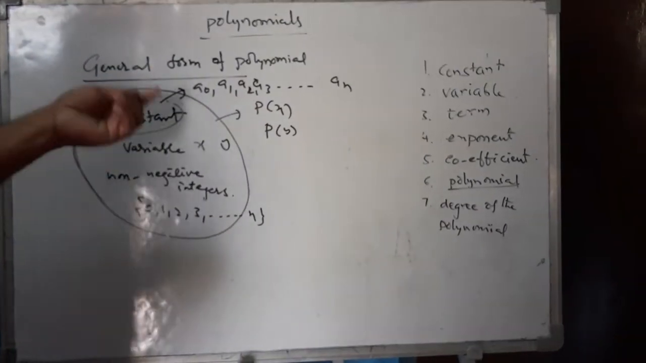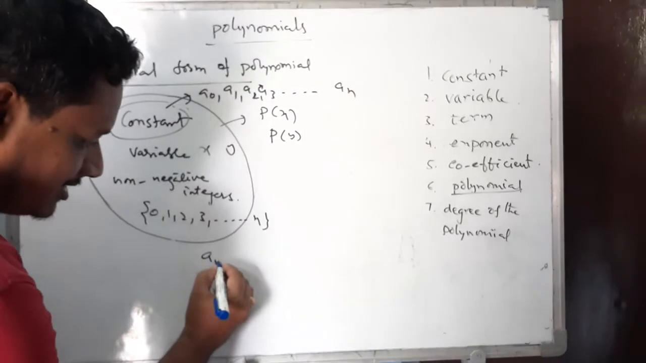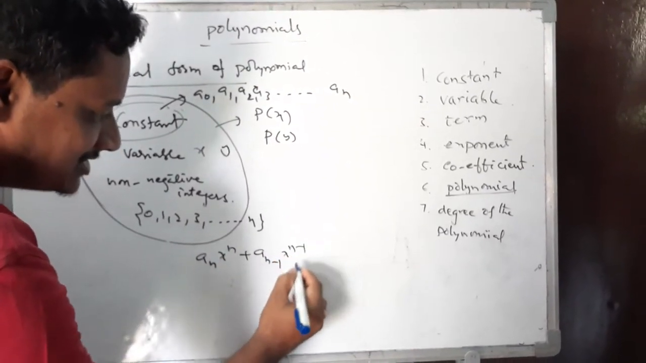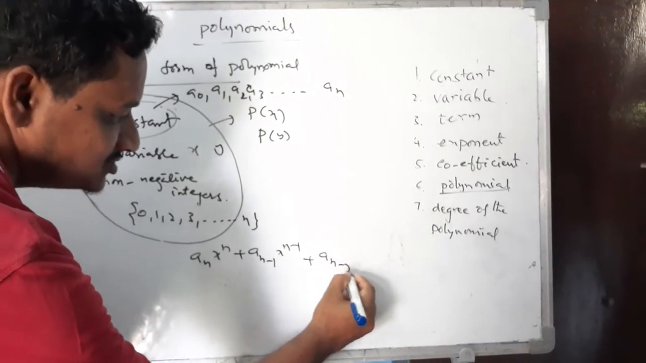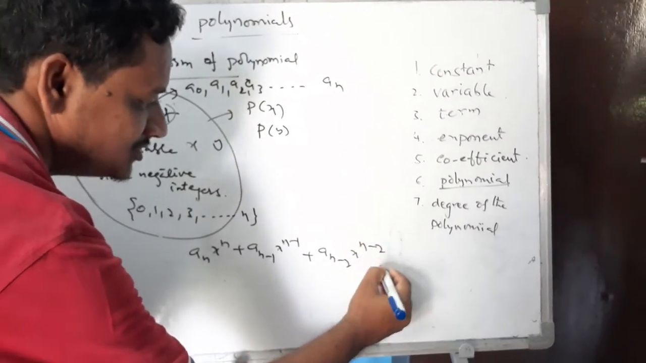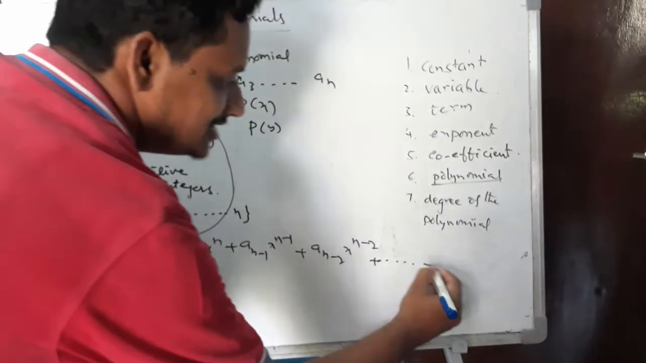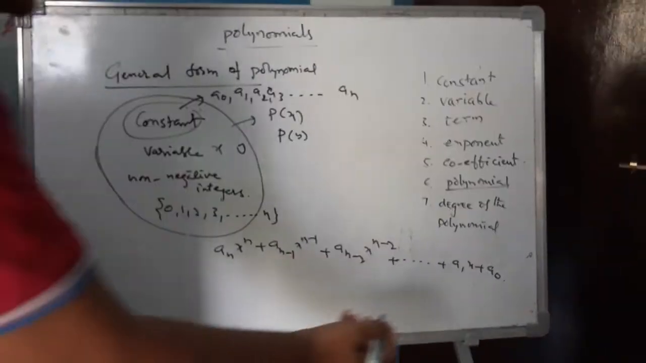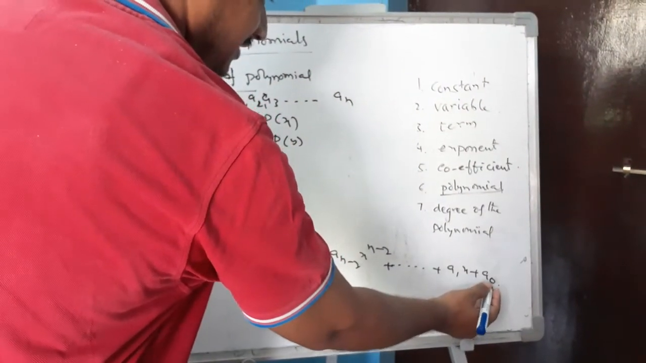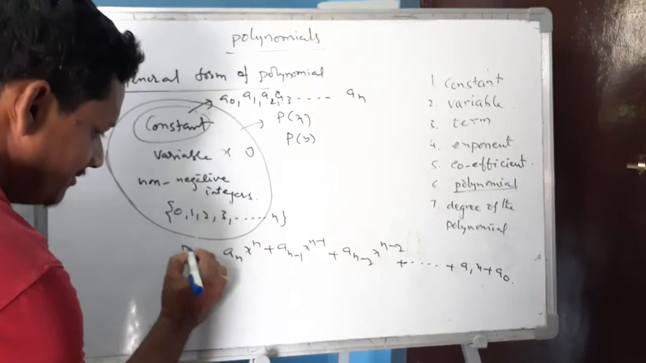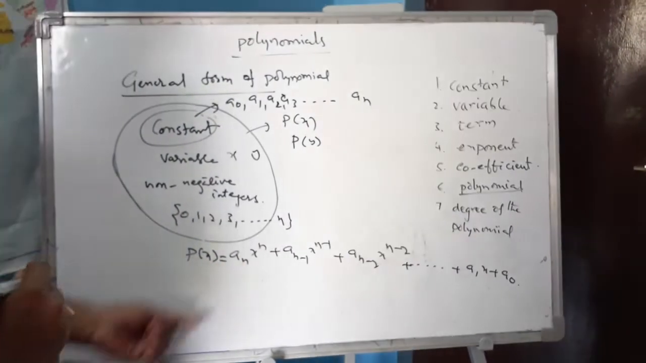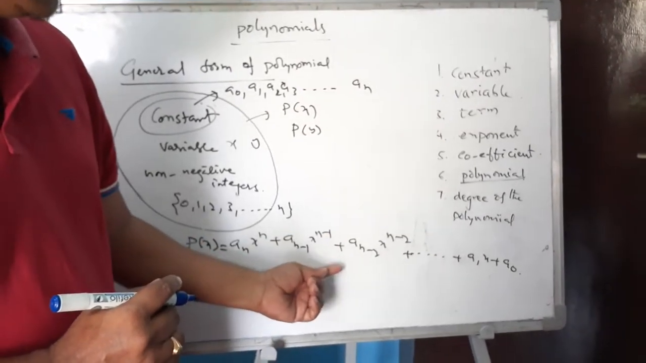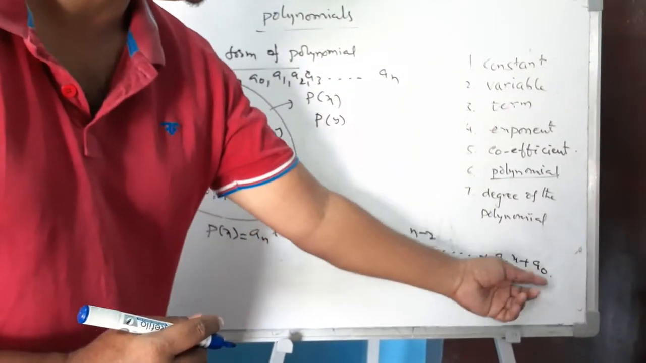So the general form of the polynomial is an x to the power of n plus an minus 1 x to the power of n minus 1 plus an minus 2 x to the power of n minus 2 and so on, plus a1x plus a0. It is denoted by p of x. p of x is equal to an x to the power of n plus an minus 1 x to the power of n minus 1 plus a1x plus a0.